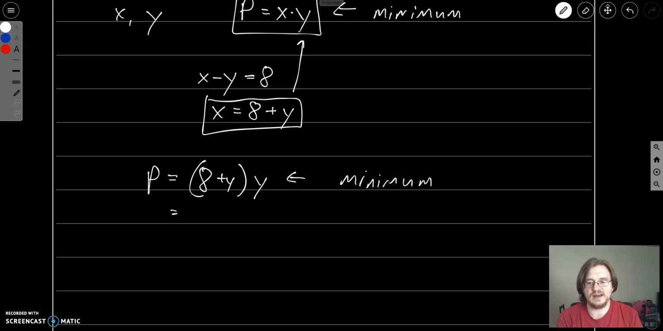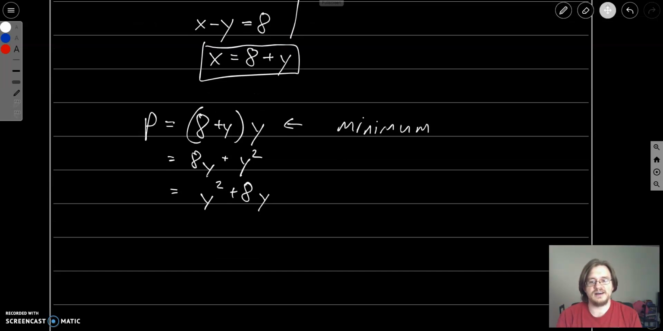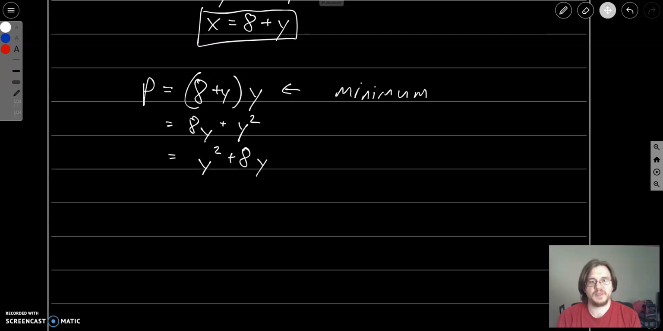So if I distribute, I get 8y plus y squared. This is normally written in the other order, so I'm just going to exchange these so that it's a little bit easier to see. So I've got y squared plus 8y, and this is going to be a parabola. Because a is going to be 1, the parabola is going to open upward. So this will have a minimum somewhere. So the question is, where is the minimum value?